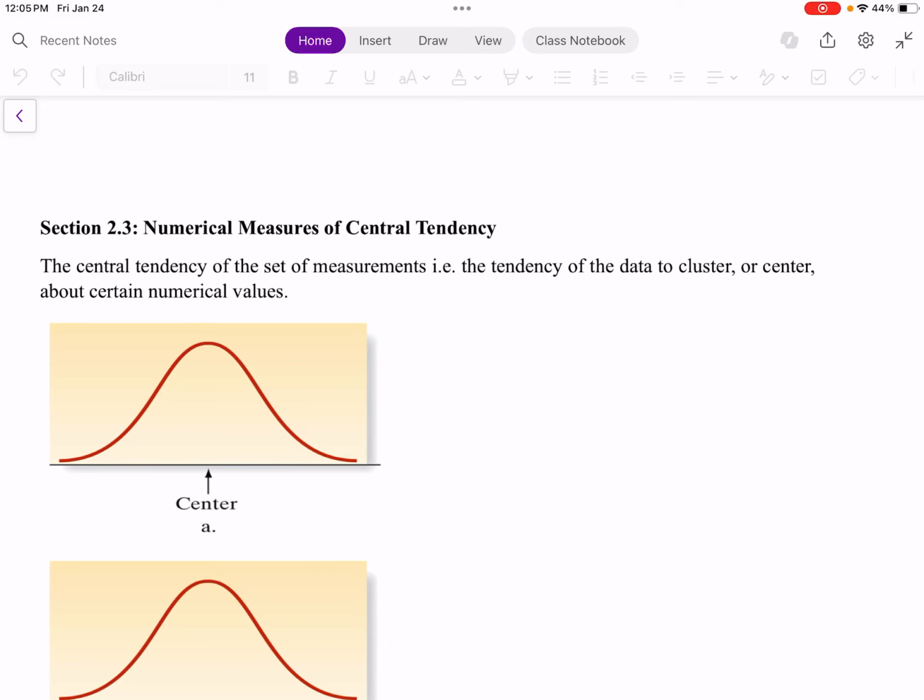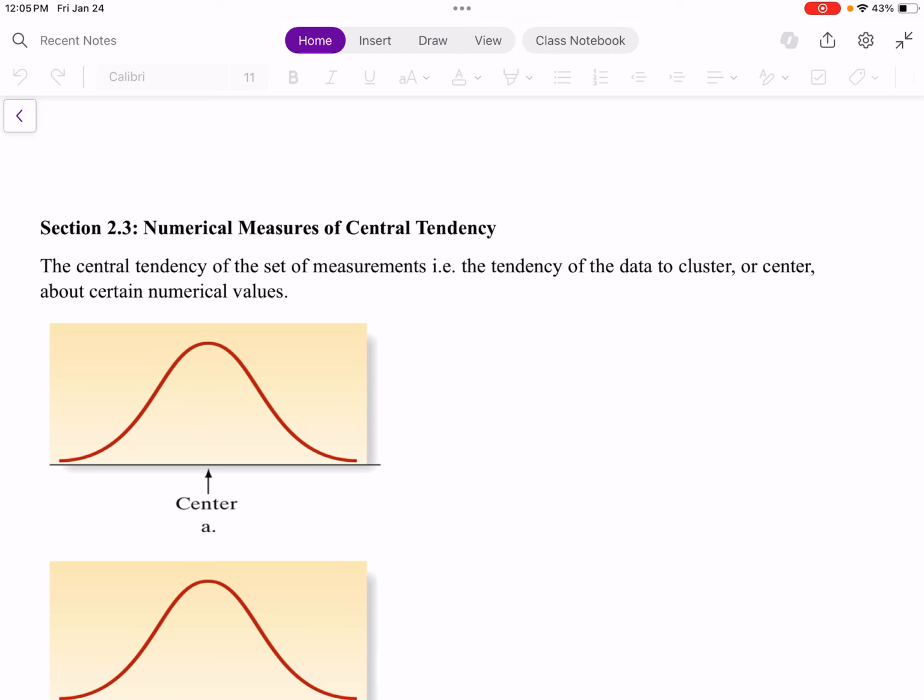Okay, so in our last two sections, we tried to describe our qualitative data and quantitative data using graphical methods. In section 2.1, we talked about the bar graph, the pie chart, and the frequency table to describe our qualitative data set. In section 2.2, we had a dot plot, a histogram, and a stem and leaf. We use these three diagrams to describe our quantitative data set.